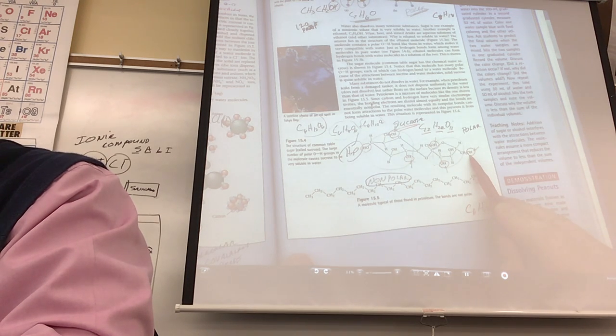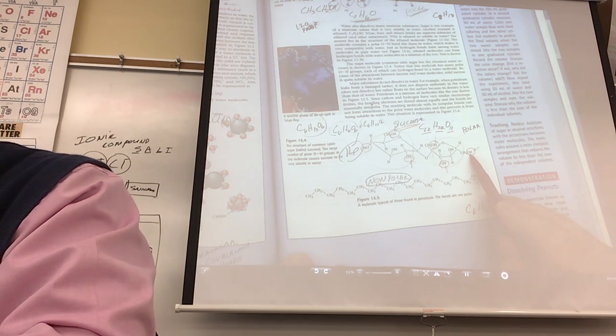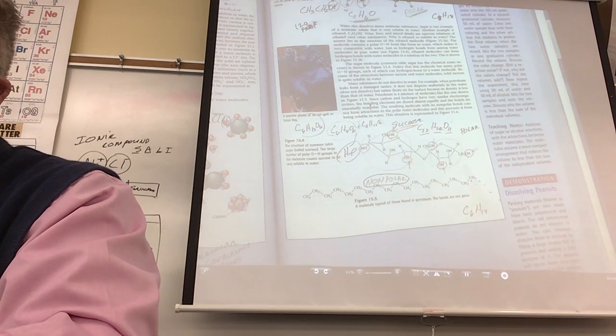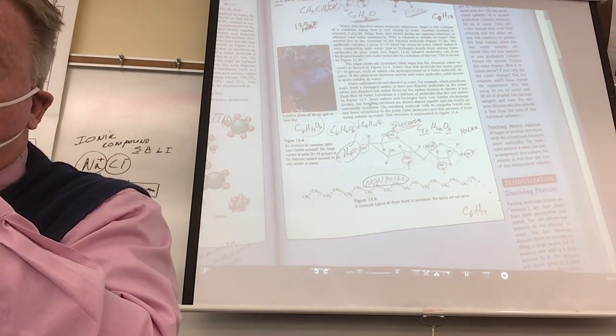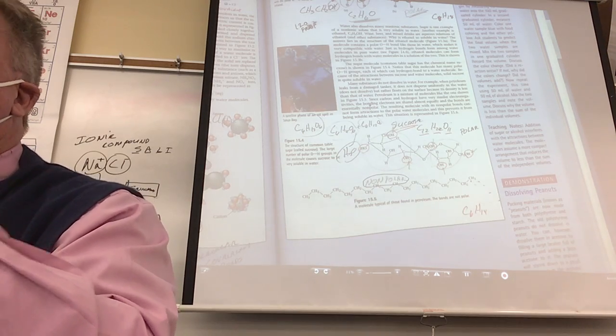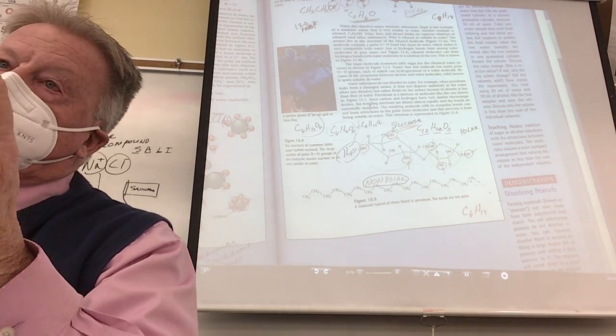Is it going to be even sharing or uneven sharing? So right here it's going to have a plus-minus nature, isn't it? So guess what? Table sugar is also a polar molecule. So does table sugar dissolve in water? Yes. Water's plus and minus. Table sugar's plus and minus.